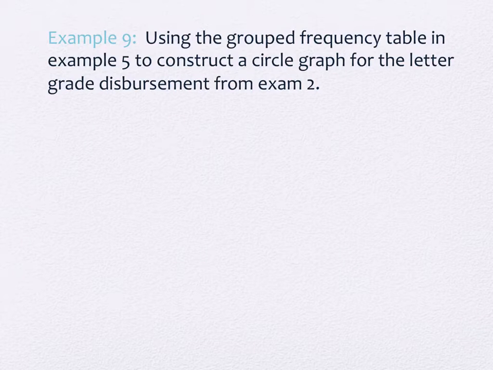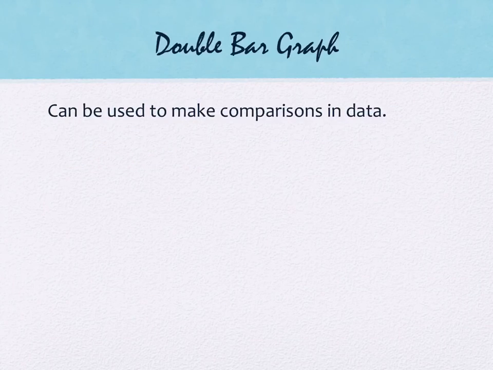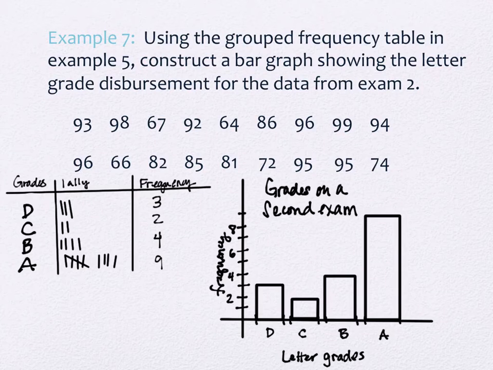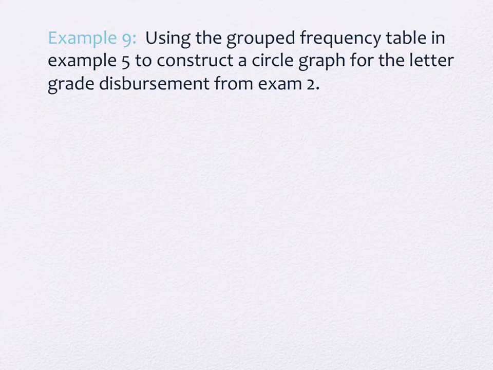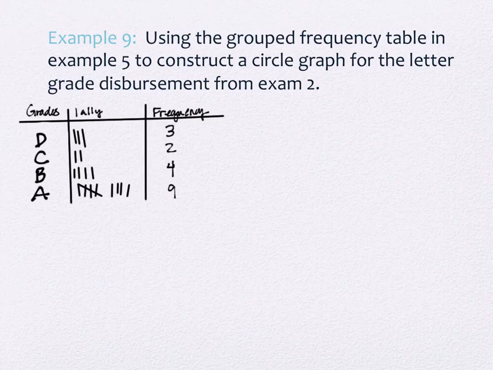So we're going to use the same group frequency table in example 5 to construct a circle graph for the letter grade disbursement from exam 2. So let me get this group frequency table one more time. And what I need for you to do is to create a circle. So if you have something that you can trace around the edge of to make a circle, that'd be great. Borrow a can or bottle from somebody. You guys are welcome to try this bottle. If you stay on the edges, it'll work okay.